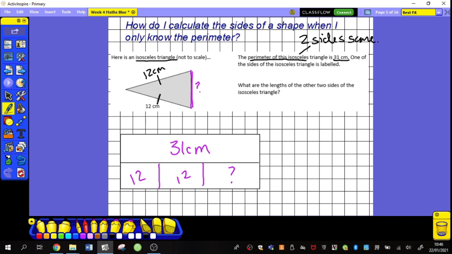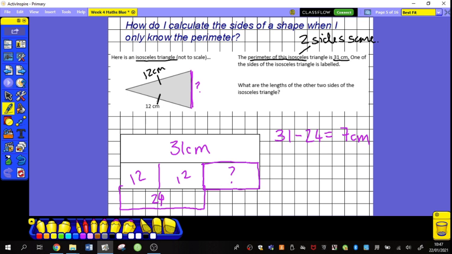So, to find the missing part, I can now see my calculation very clearly. I need to take the whole thing and I need to subtract those two 12s, and that's going to get me the part I am left with. So my two 12s together must be 24. So if I take the 24 away from the 31, I'm going to get my question mark bar. 31 subtract 24 is going to give me 7 centimetres.